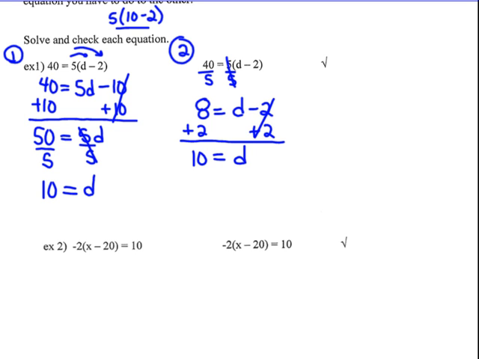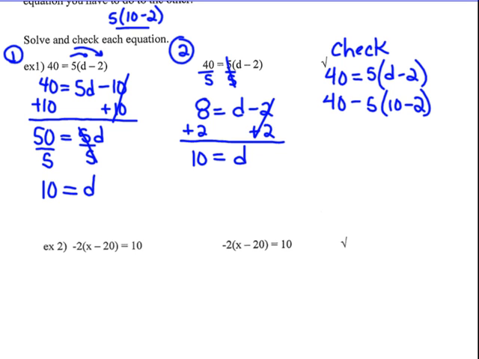The formal check, which I did a little mental check already, the formal check looks like this. You write the word check. You write the original equation. 40 is equal to 5 times the quantity d minus 2. I think d is 10, so I'm going to replace that or plug it into the equation. Okay, I do the order of operations. 10 take away 2 in the parentheses first is 8. 5 times 8 is 40. 40 equals 40. Yippee.